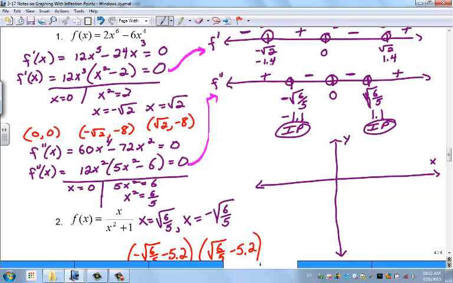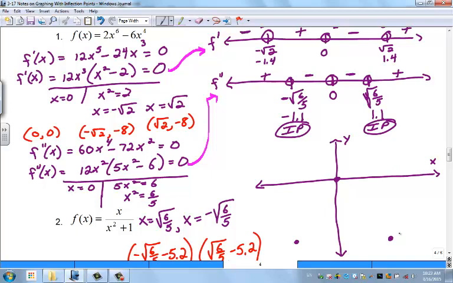So first let's put in our critical points. We got 0, 0, negative radical 2, or negative 1.4, and negative 8. So negative radical 2 is, wow, I just messed that up big time. Negative radical 2 is the same as negative 1.4. So negative 1.4 and negative 8. So let's put that here. And then we have positive 1.4 and negative 8. So you want to put that about the same distance out on the other side.